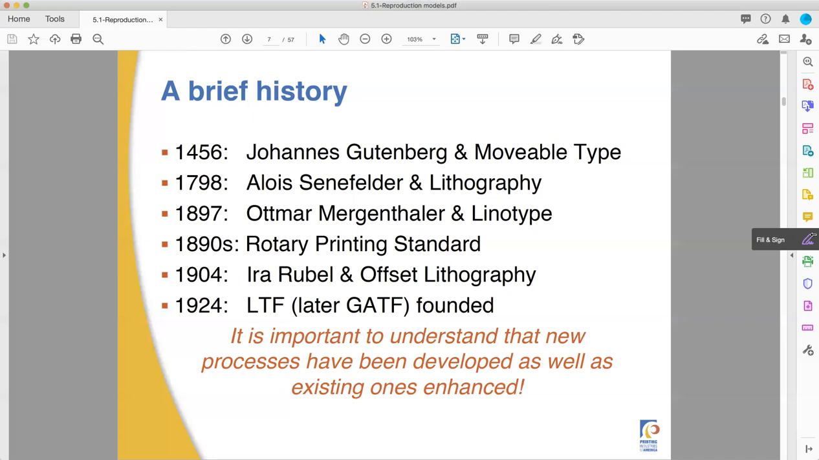In 1904, you have offset lithography from Ira Rubel, and of course they put themselves here. The LTF, later the GATF, later the PIA was founded in 1924. So of course they put that on there.